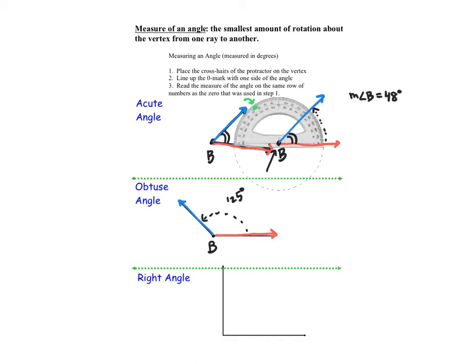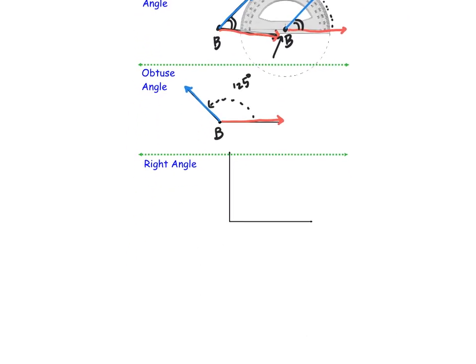125 degrees. Notice, as I'm counting, I continue to use the inner ring of numbers. I get to 110, 120, about halfway to 130, that'd be 125. And of course, we know that a right angle would be 90 degrees. So the angle of rotation from the initial to the terminal would end up lining up perfectly with the top of the protractor. Okay, let's continue on to the next slide.